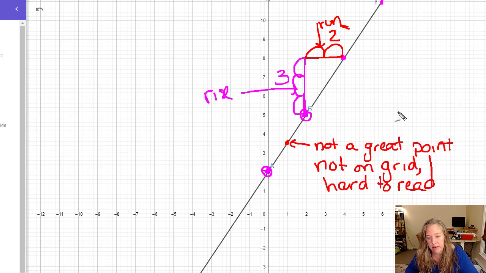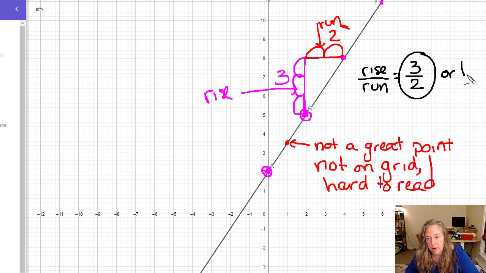So instead of y divided by x, now because we're 8th graders, we have rise over run. And the rise is 1, 2, 3. So we went up 3. And the run is 1, 2. We went over 2. And we get 3 over 2. And that's our slope. Okay, you could say 1.5. There it is.